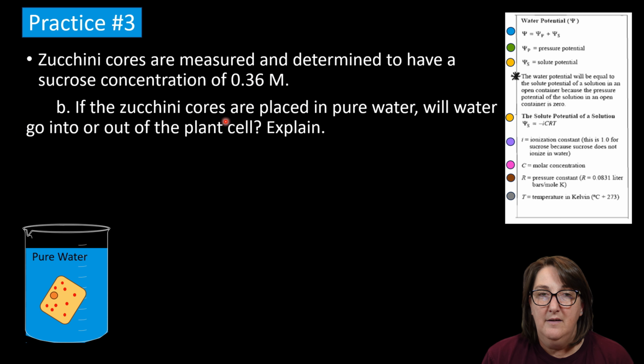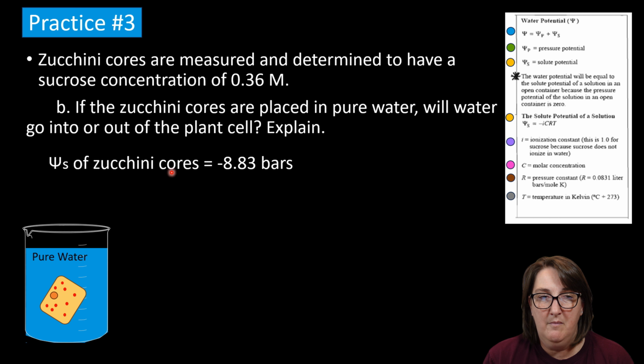So now, if the zucchini cores are placed in pure water, will water go into or out of the plant cell? So explain. So remember, my zucchini core that I figured out was negative 8.83 bars. If I put this zucchini into this water, okay, I have it in pure water, what's going to happen? So now you need to ask, where do I have more solute? Because where I have more solute means I have less water. So I have more solute inside the cell, so that means I have less water.